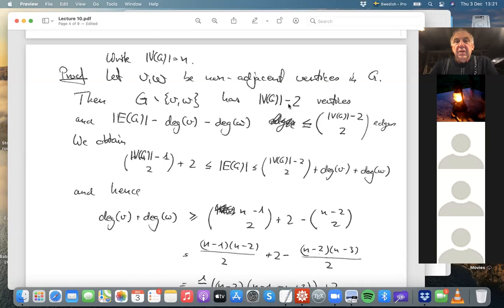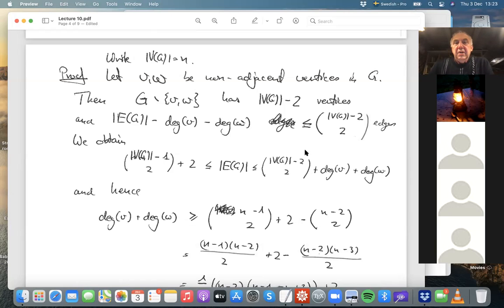And now the number of edges would be the number of edges in the original graph minus the degree of v and minus the degree of w. This is because v and w do not have a common edge. So we're getting this new graph G with v and w removed, and so its number of vertices is n minus 2, and it has at most that many edges, of course, because this is the number of edges for the complete graph on n minus 2 vertices.